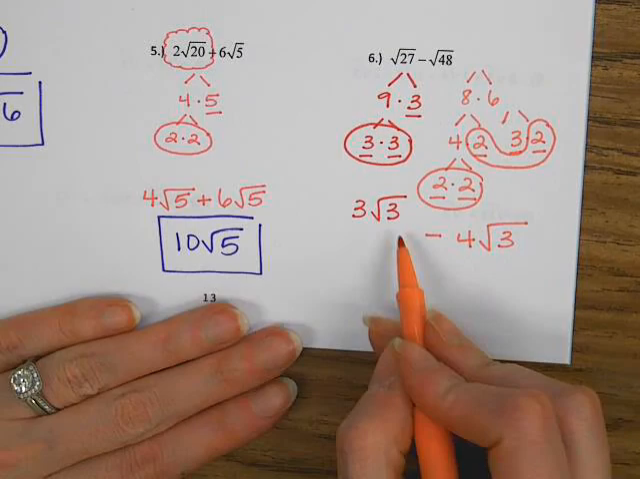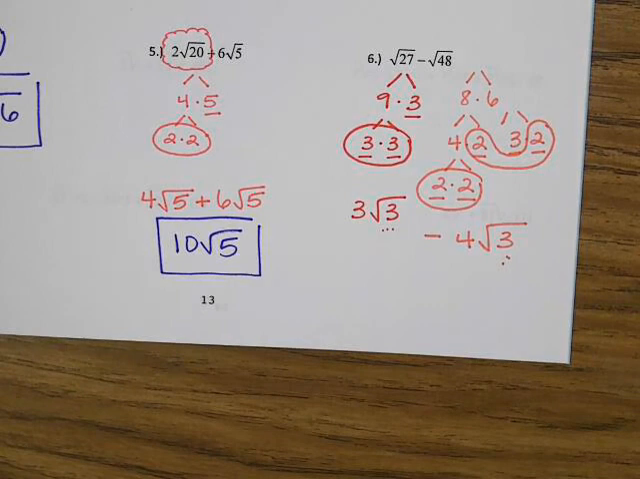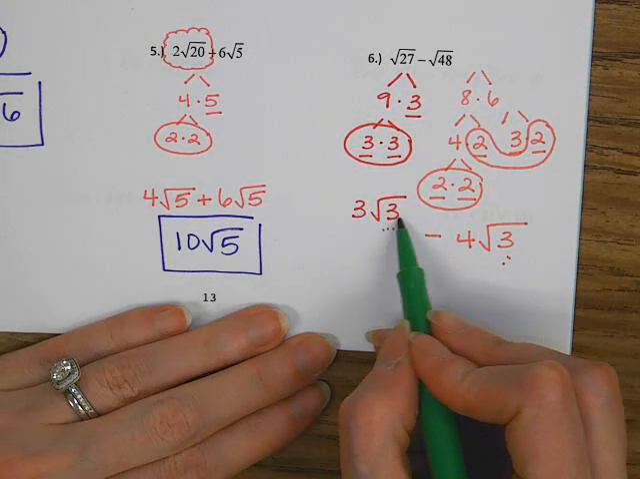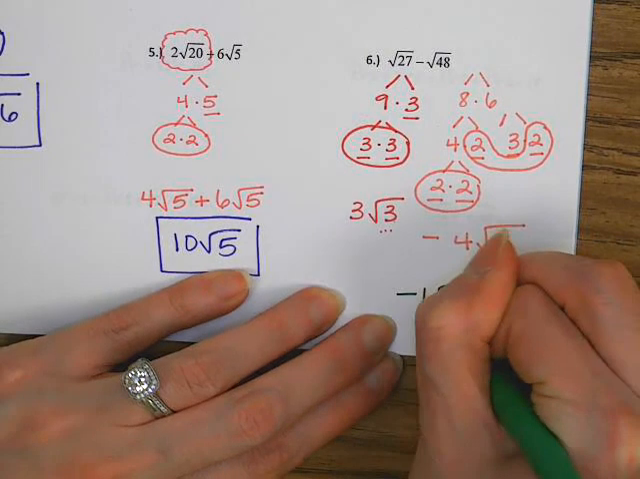Now look, they're like terms. They're both root 3. So now we can combine them. What's 3 root 3 minus 4 root 3? It's negative 1 root 3.